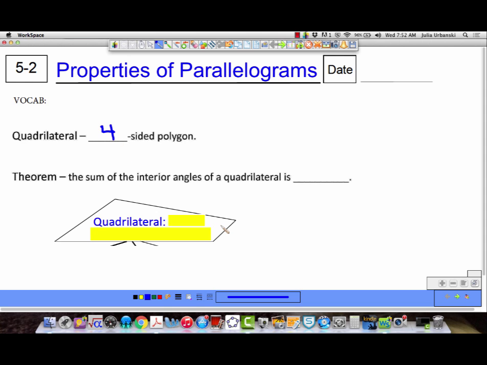Here's a theorem you need to know, and it actually comes from what you already did Monday and yesterday. The sum of the interior angles of a quadrilateral, a 4-sided figure, you did this several times over the past 2 days. It was 4 minus 2, which is 2, times 180. It always will come out to 360 degrees. So for a quadrilateral, the angles all add up to 360. For a triangle, they all add up to 180.